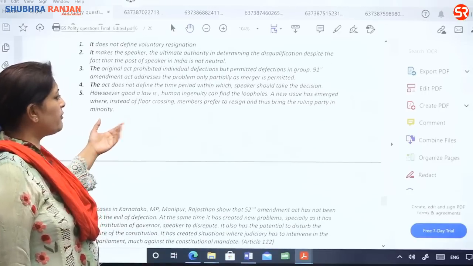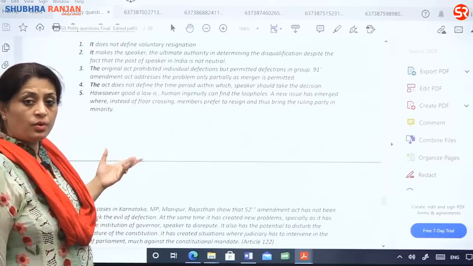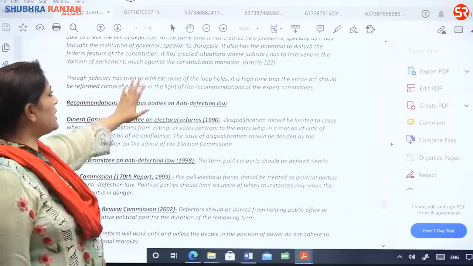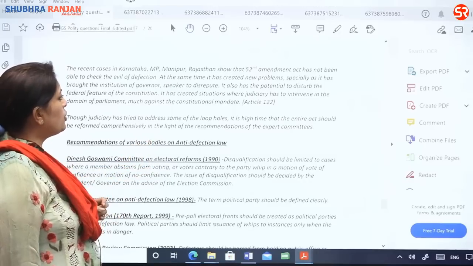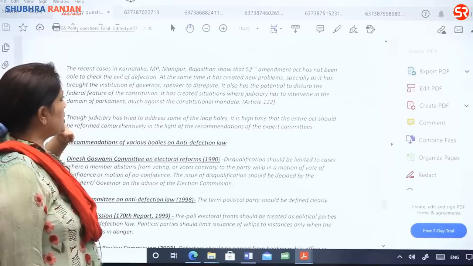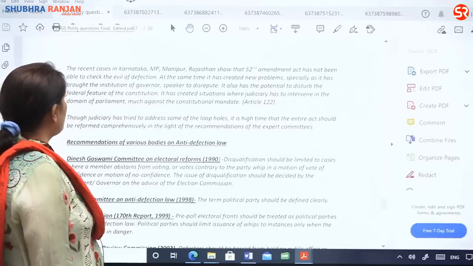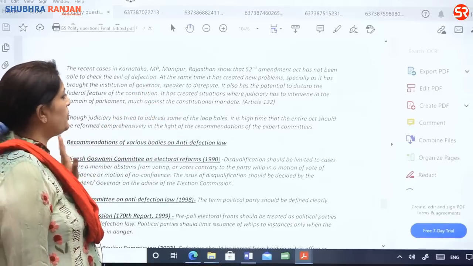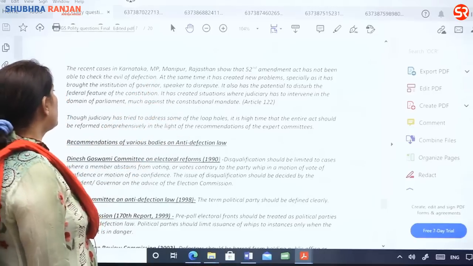Howsoever good a law is, if man doesn't want to obey it, they can always find the loopholes. The recent cases in Karnataka, MP, Manipur show the 52nd Amendment Act has not been able to check the defection. At the same time, it has created new problems. It brought the institution of governor and speaker into disrepute. It has the potential to disturb the federal feature.